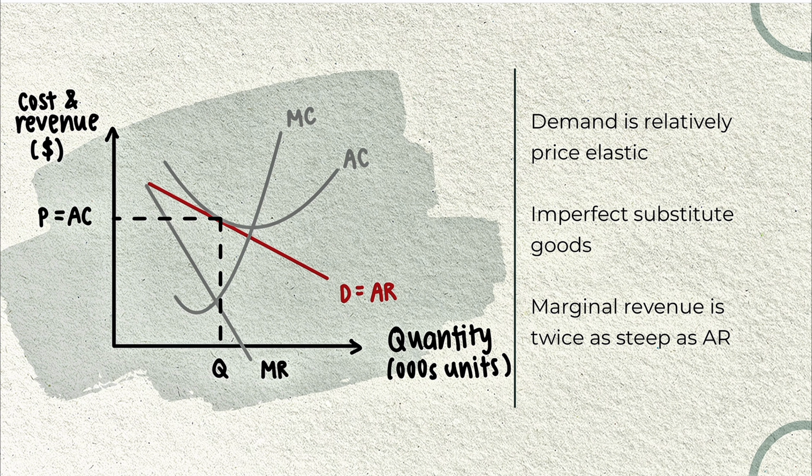So as a whole, the demand curve is relatively price elastic. This is because there are very close imperfect substitute goods available, and the marginal revenue is twice as steep as the average revenue.